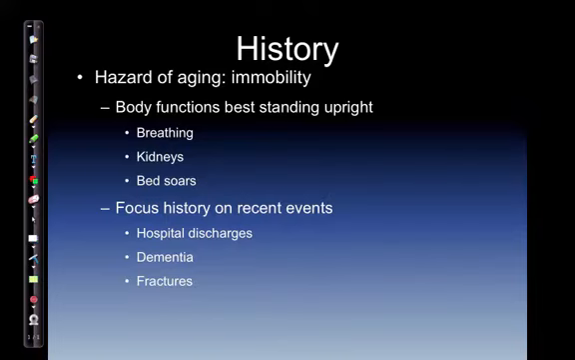History. Hazards of aging are immobility. The body functions best when standing upright. Breathing with the patient lying down has a decreased rib cage expansion. The kidneys drain downward, assisted by gravity. Bed sores: a combination of thinner skin, decreased peripheral blood flow, and bed rest can lead to the development of bed sores. Focus history on recent events, hospital discharges, if they have any dementia, or if they have any fractures.